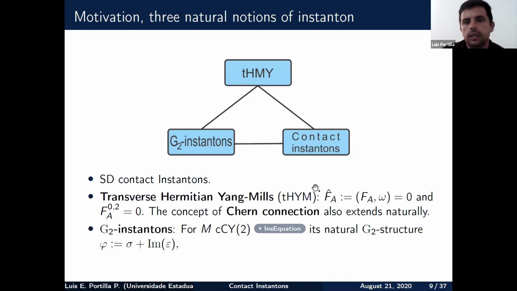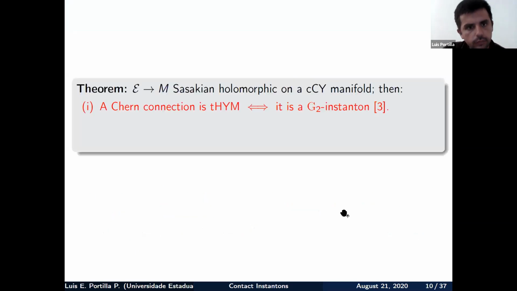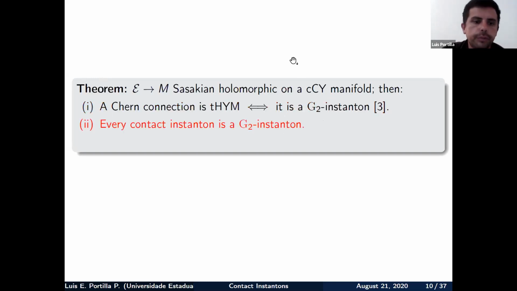So we have these 3 different types of instantons or connections, and I would like to study the relation between them. This is a result of the work of Enrique Saer, Calvo Andrade and Rodriguez. They characterized the G2 instantons in the case of M being a transversally Calabi-Yau contact manifold, and they proved that the Chern connections are Hermitian-Yang-Mills if and only if they are G2 instantons. With this paradigm, I was able to prove the following.